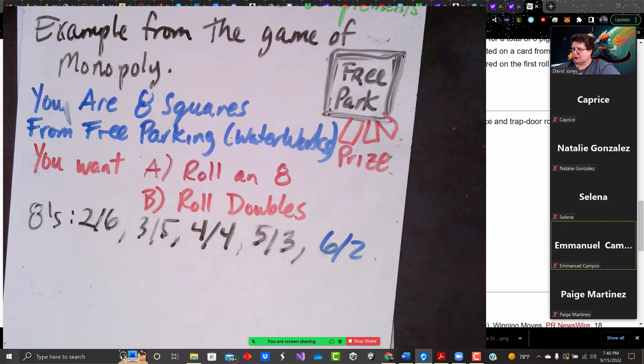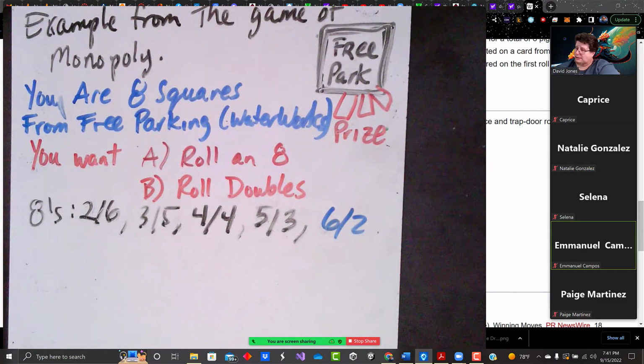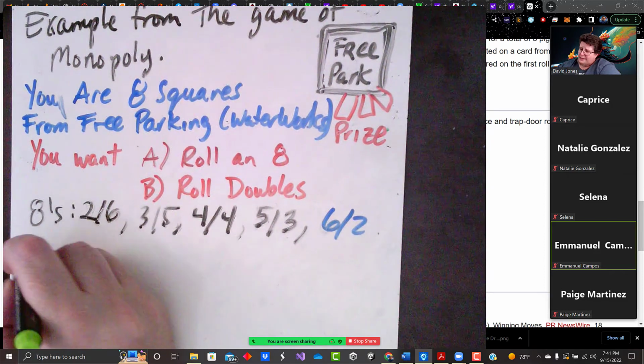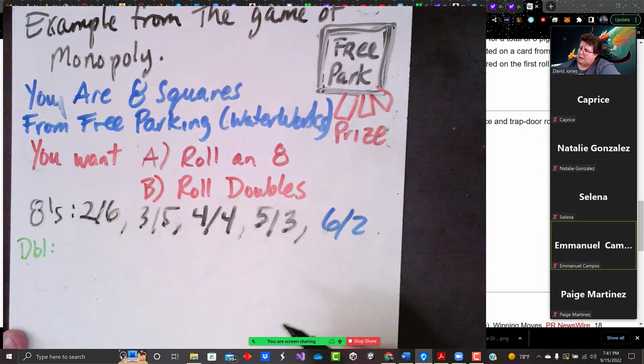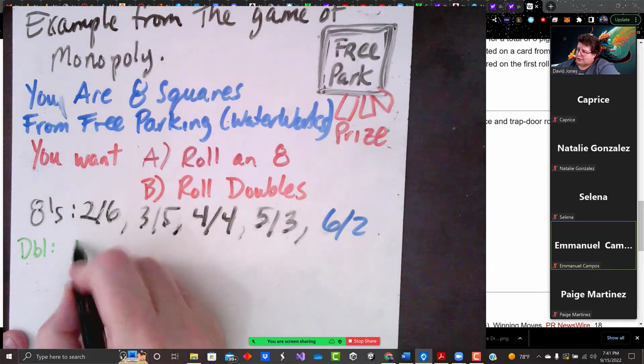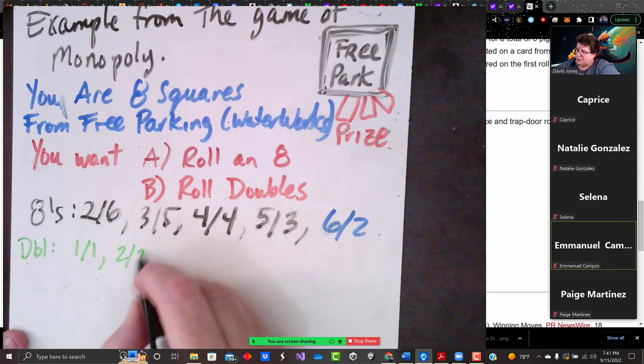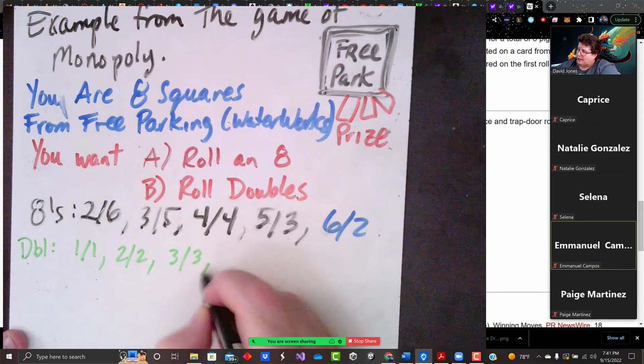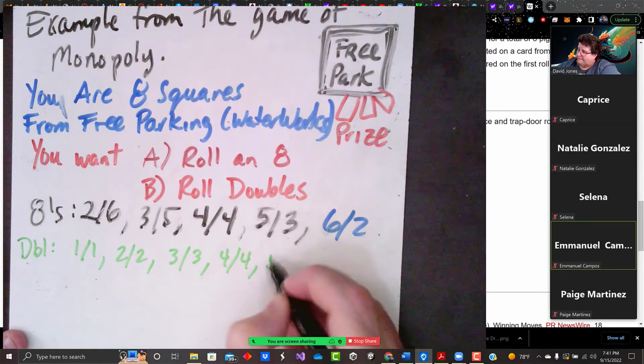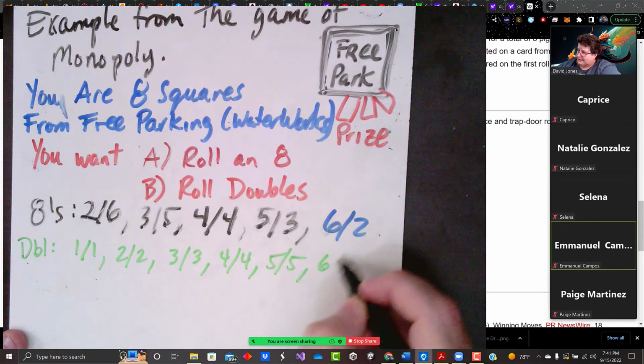And now let's take a look at the ways we could roll doubles. I'll abbreviate it DBL. I need them to match. So doubles would be 1 and 1, 2 and 2, 3 and 3, 4 and 4, 5 and 5, and 6 and 6.